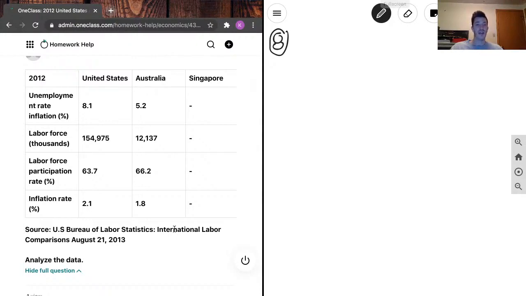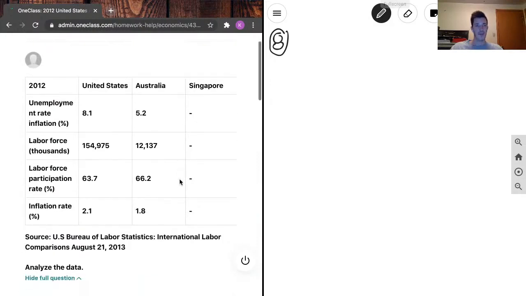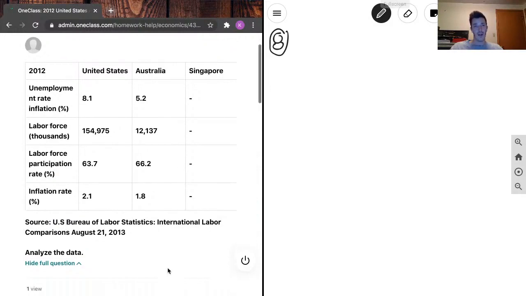The labor force in thousands is those who are either working or looking for a job. The United States is 154,000, while Australia is 12,000. So obviously, the United States has a larger population, so it is going to have a larger labor force. The labor force participation rate is 63.7% in the United States and 66% in Australia.